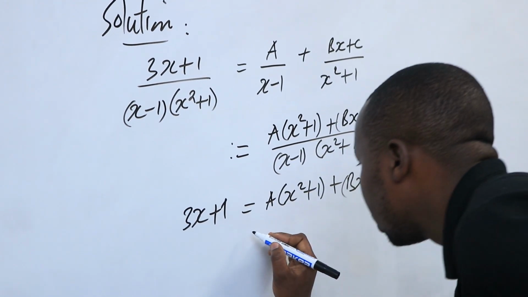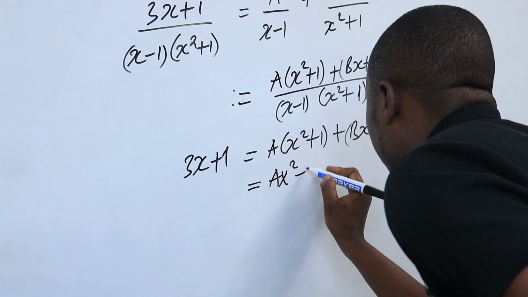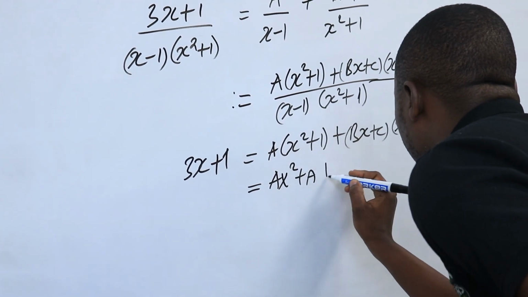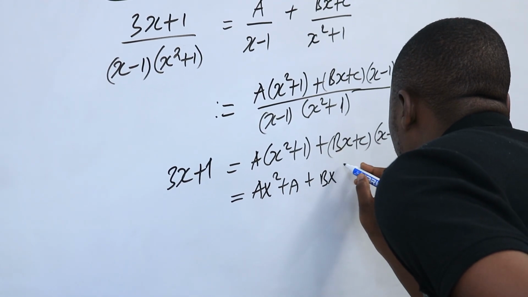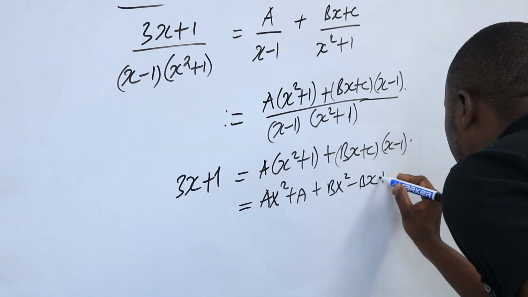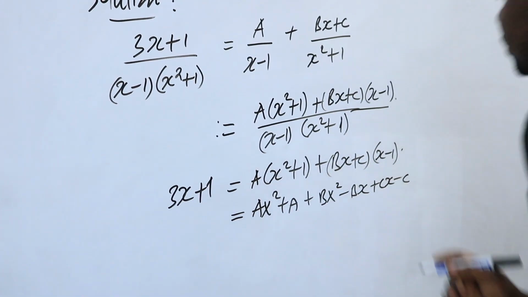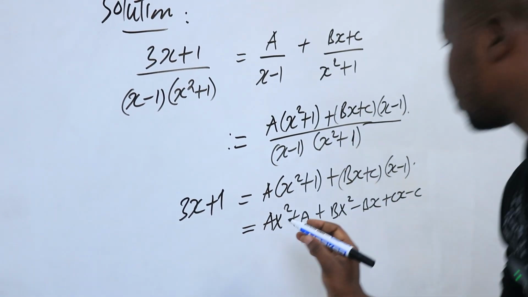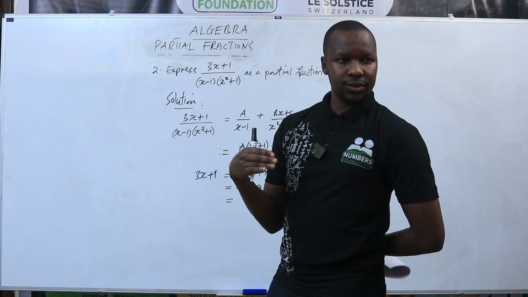So what we do, we expand here. We get ax squared, we plus a. Now we plus here, it becomes bx squared minus bx. This time that we get cx, c times negative 1, we minus c. So we end up with something like that. So after reaching here, we collect the like terms.